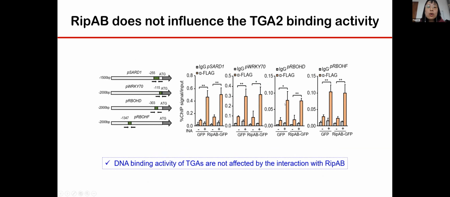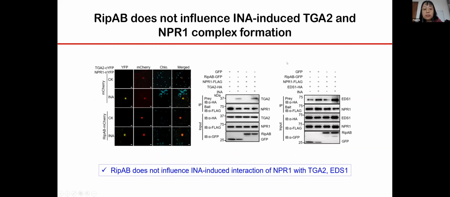We also checked the influence of RipAB on the binding activity of TGAs to the target genes' promoters, and we found that RipAB does not influence the TGA binding activity. It has been reported that when the SA level increases, NPR1 binds SA and enters the nucleus to recruit TGA256, then promotes the activation of immune gene transcription.